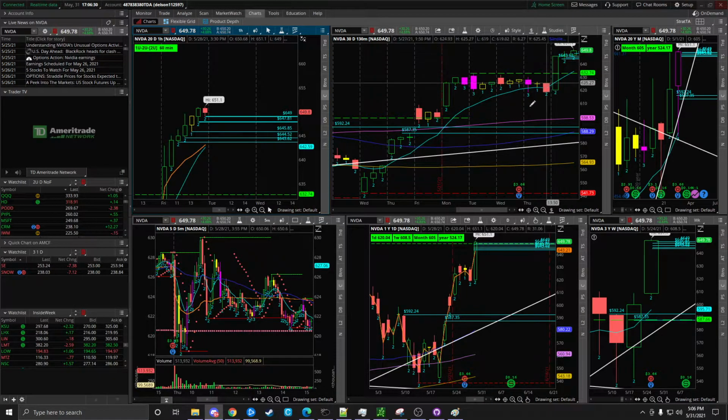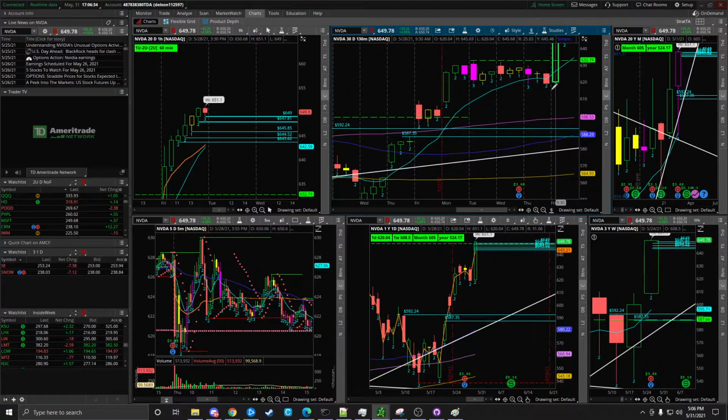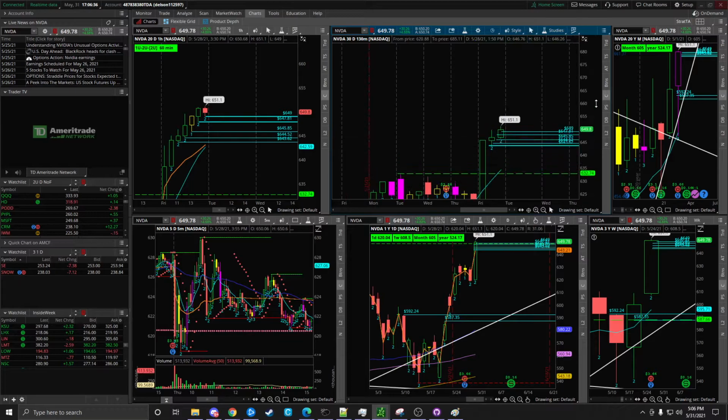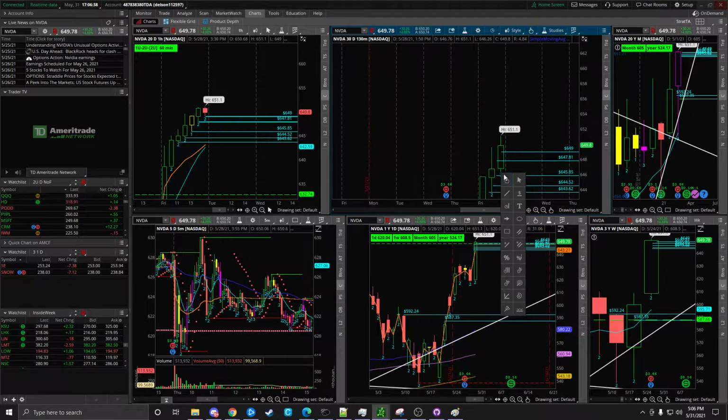Yeah, I wouldn't use the hourly though. I would use like the 130 or the 210, maybe the 130. So like, what is this? 646. Because Nvidia could easily drop $1.